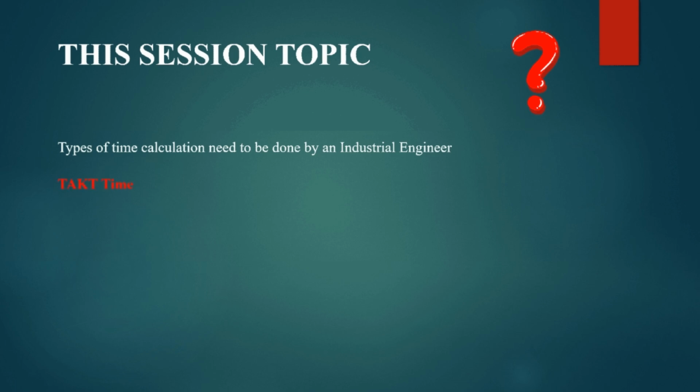The first one is the takt time, second is the cycle time, third is the lead time. So in this session, we'll be discussing the ways to calculate each of these times and how they are beneficial to an industry. This session will be mostly theoretical, with very few examples. From the next section onwards, we'll be dealing with cycle time calculation, which is the basis of an industrial engineer.